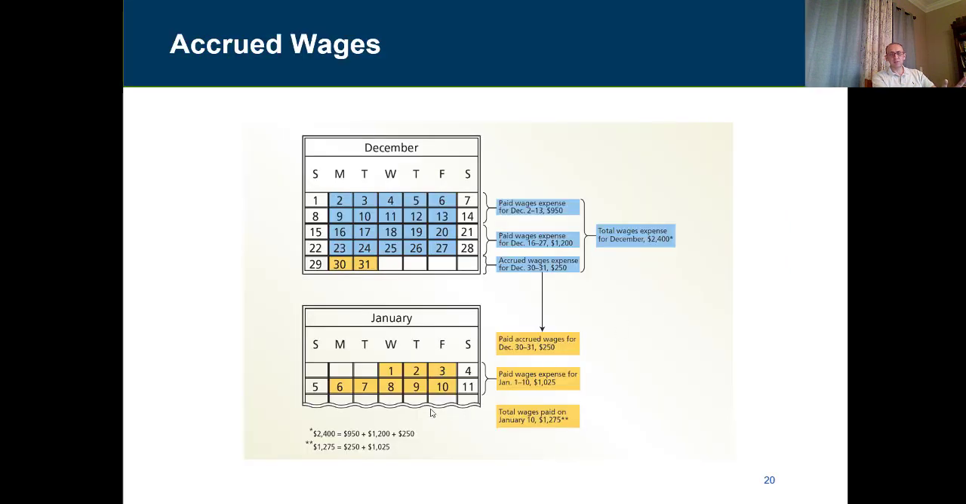Okay? Of course, as an employee, I'll get on the 10th my paycheck for $1,275. Of course, this is under the assumption it's only one employee. So I got my payment for $1,275. But in reality, my employer's expense for the month of January is only for 8 days, and it's 2 days that they owed me for the month of December.